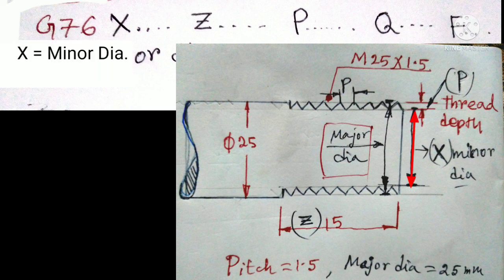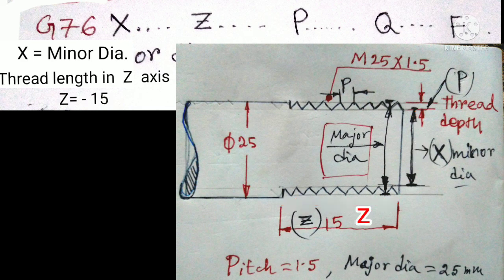So let's start. First one is X, which is used to give the minor diameter. Second point is Z, which is the thread length. As we know the thread length is 15 millimeters, so Z will be minus 15, to the left side from the origin.